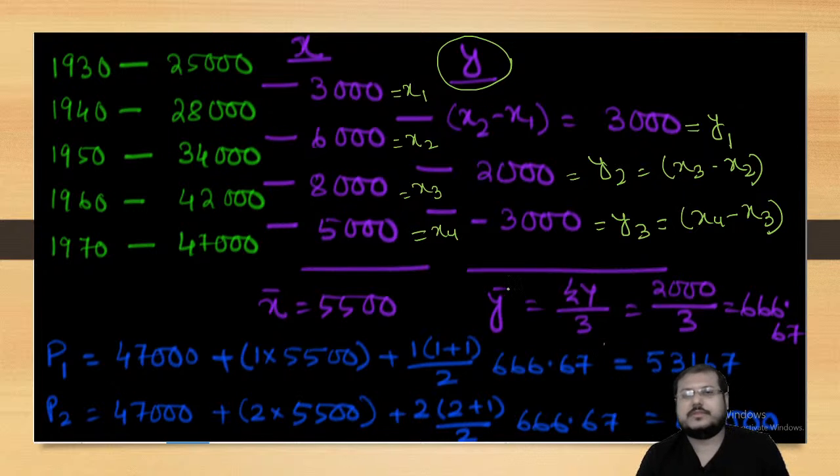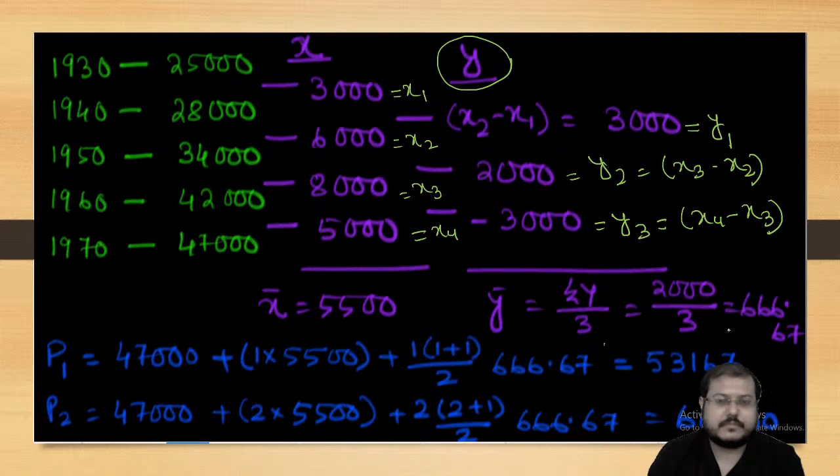So Y bar is equal to the summation of Y divided by 3. It is 2,000, because 3,000 minus 3,000 will get cancelled. 2,000 by 3 is 666.67. Now P1 is equal to, what is the formula?